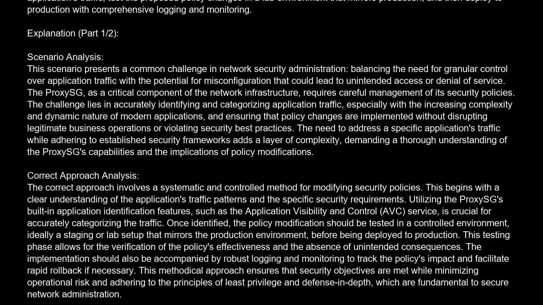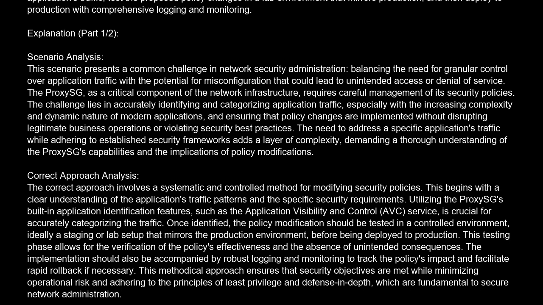The correct answer is D. Utilize the ProxySG's Application Visibility and Control (AVC) service to accurately identify and categorize the application's traffic. Test the proposed policy changes in a lab environment that mirrors production, and then deploy to production with comprehensive logging and monitoring. Explanation. Scenario analysis.